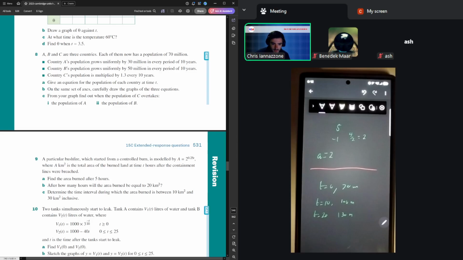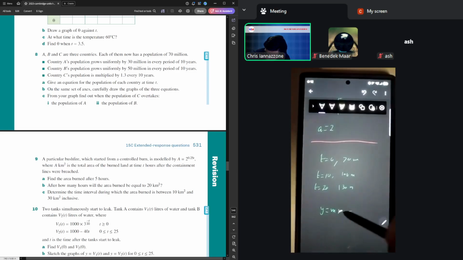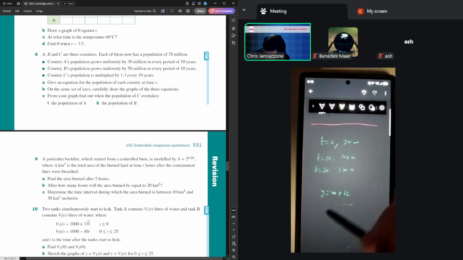This would be an example of a linear. Whenever something is growing at a constant rate, it means it has a constant gradient, and that is the hallmark of linear. So if we have our generic y equals mx plus c, when t equals 0, y is 70 million. The mx disappears because I'm subbing in time t equals 0, so my plus c value is going to be 70 million.